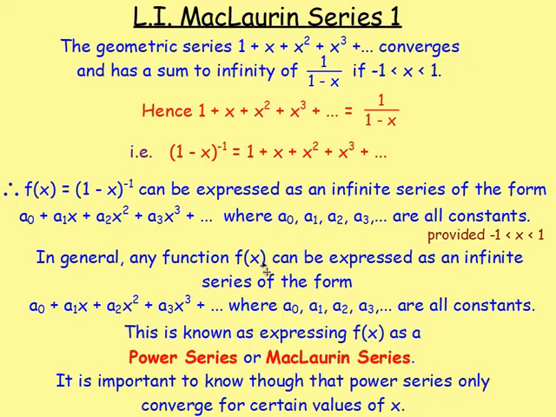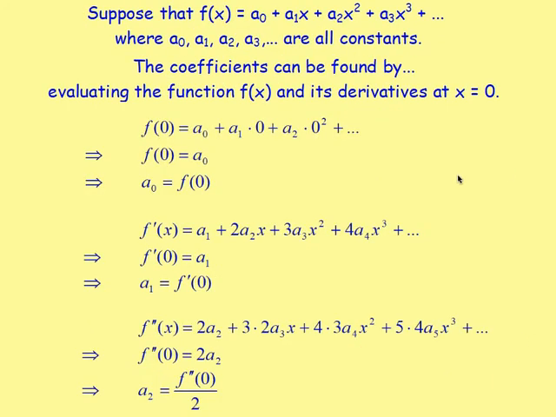And in general, any function can be expressed as the sum of an infinite series. This is known as your power series, or your Maclaurin series, named after the Scottish mathematician Colin Maclaurin. It's important to know, though, that the power series, or Maclaurin series, only converges for certain values of x. To work out the values of these constants, what you need to do is replace x with 0. So if we work out f of 0, that would give us a0 plus a load of zeros. So it tells us that a0 is equal to f of 0.